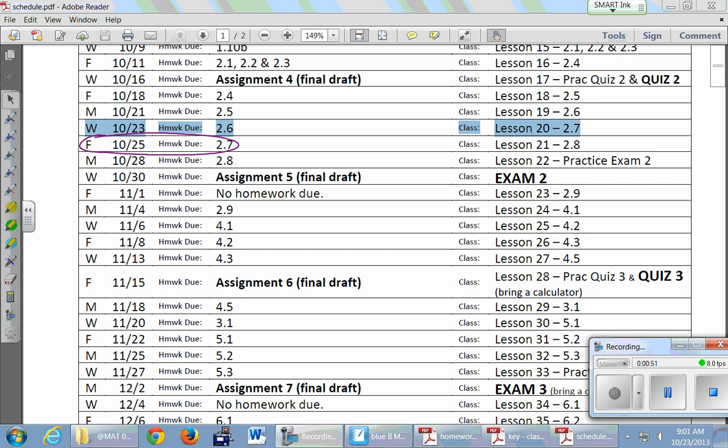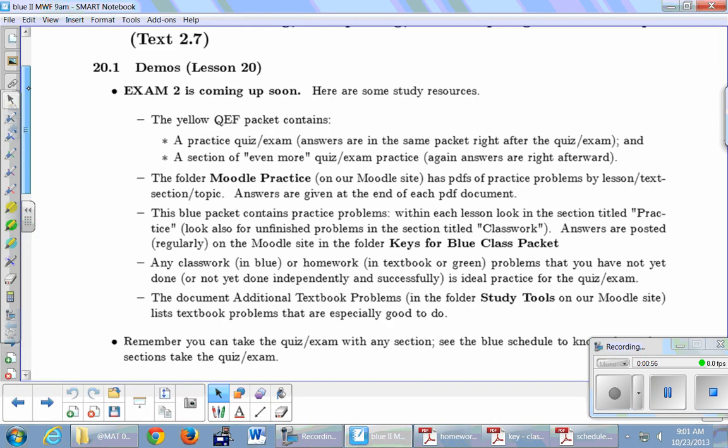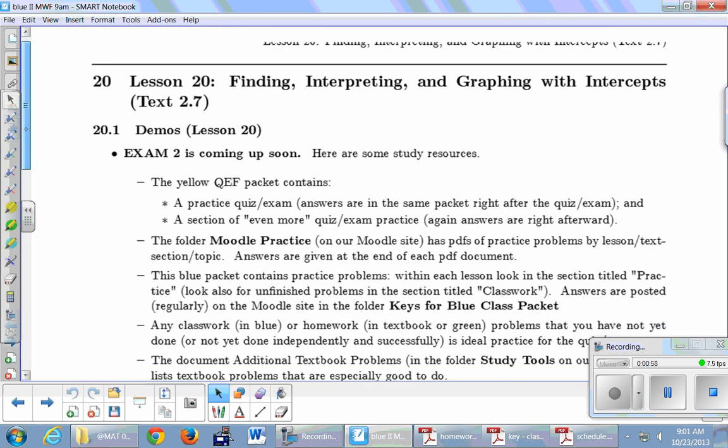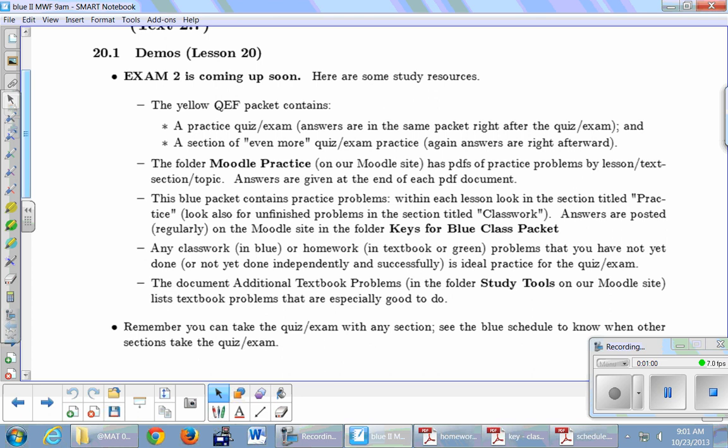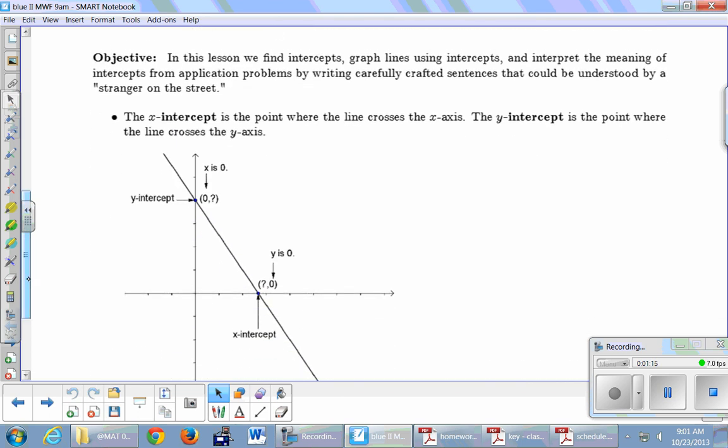Okay, so let's take a look at page 150, and we'll go up here to the top. Just a reminder, exam 2 is coming, and there are lots of resources for you as you prepare for exam 2, including that yellow QEF packet, which has a practice exam and more practice problems in it, okay? So lots of resources. Take advantage of those. Okay, we'll move on to the objective.